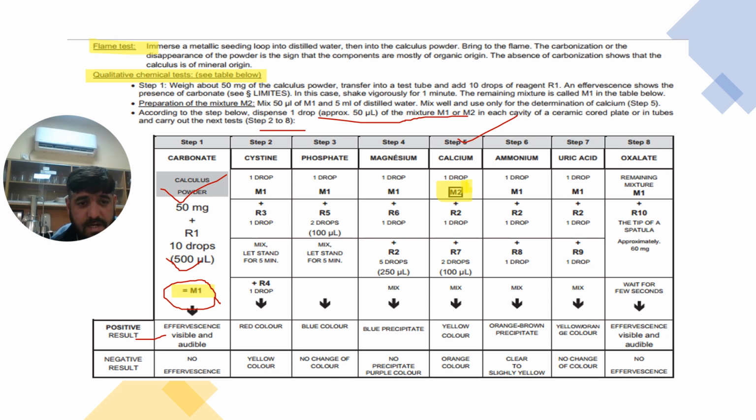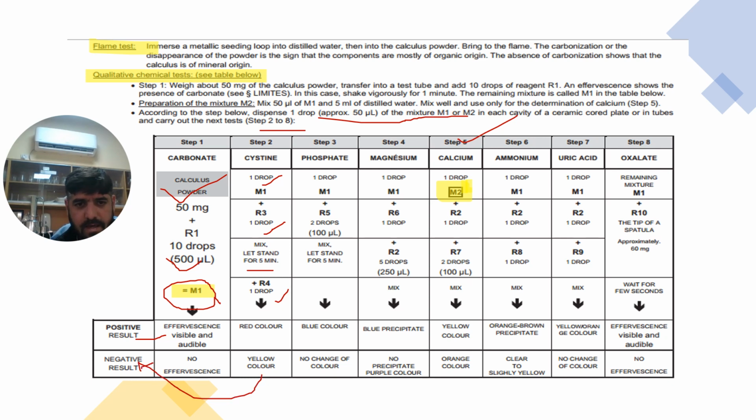For the cysteine, we take 1 drop of this M1 and add 1 drop of R3 to this mixture, then mix and leave it for 5 minutes and add 1 drop of R4. If red color appears, it indicates the presence of cysteine in the sample. The test is positive for cysteine, and if the color is yellow, it will be negative for the cysteine.